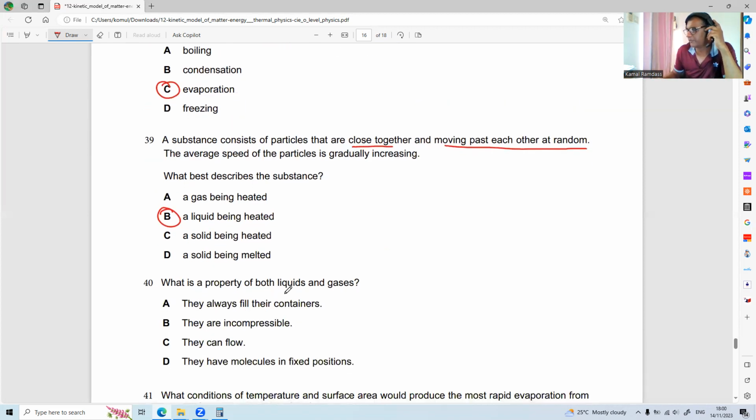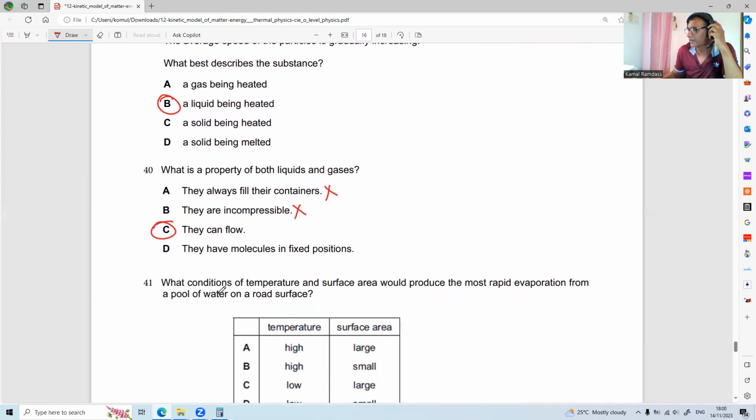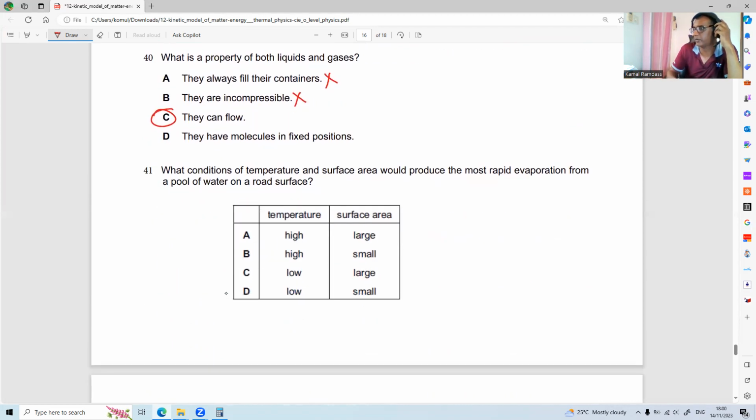What is the property of both liquids and gases? They always fill the containers, no. They are incompressible, no. They can flow, yes. Both can flow. We are not in fixed position.